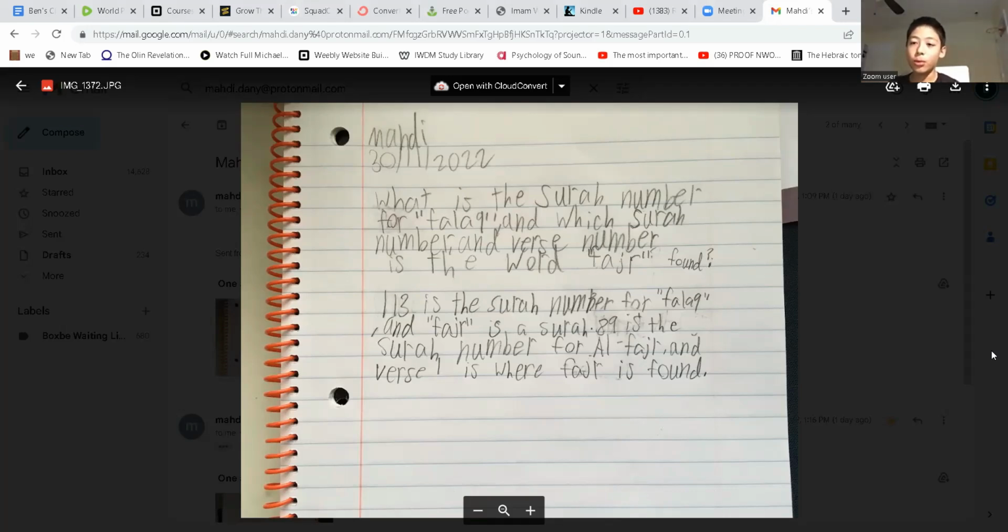113 is the surah number for Falaq, and Fajr is a surah. 29 is the surah number for Al-Fajr, and verse 1 is where the word is found. Is that 29 or 89? 89. Okay. All right. So very good.